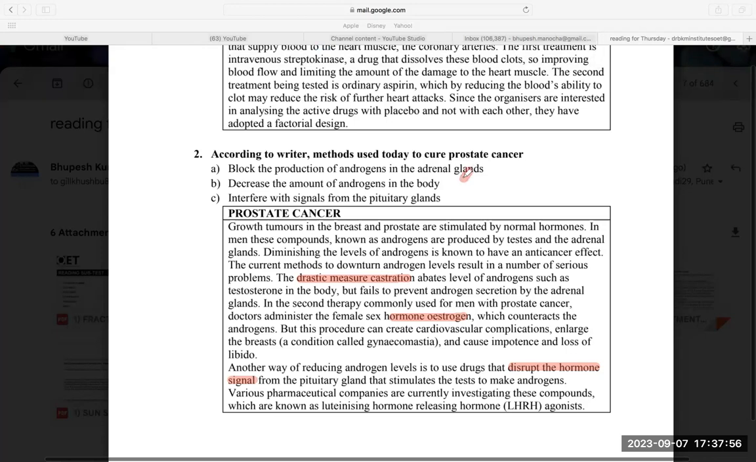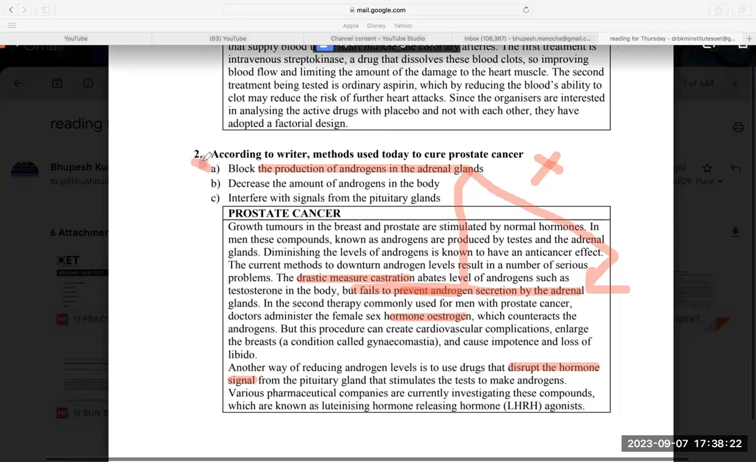Now I would like to read. Block the production of androgen. But this first thing is that it fails to prevent androgen secretion by the adrenal. So it cannot be one of the methods, because they are saying it cannot prevent, and this is saying block the production of androgens. So they are saying that you cannot block the production of the androgen in that. So this should not be my answer.